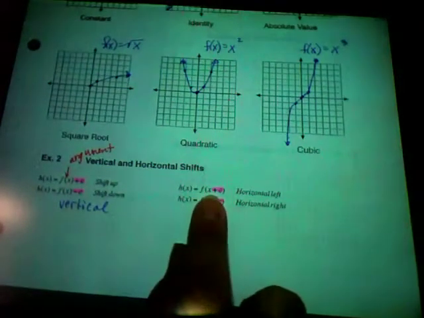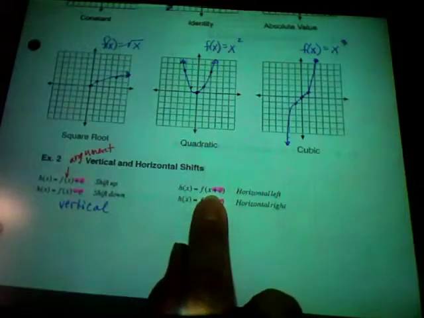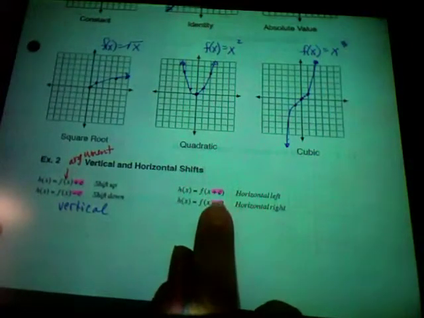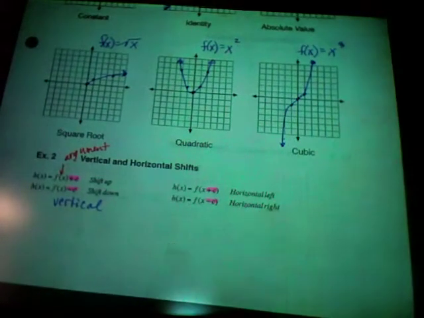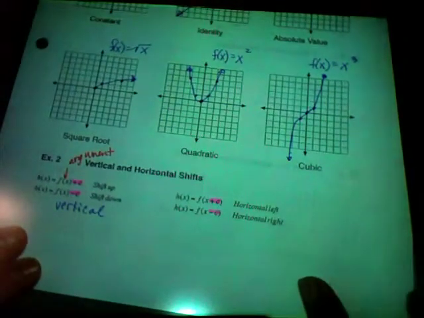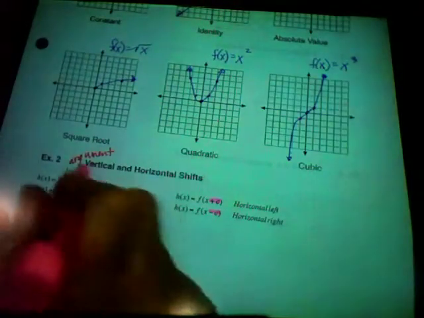A positive c, or adding a positive number, does not shift it horizontally to the right. It does it in the opposite direction. Do you remember that from Algebra 3-4? So instead of going right like it seems like it should, it goes in the opposite direction. It goes left. Inside parentheses, opposite sign. Outside parentheses, same sign. You're going to have to figure that out somehow for yourself. Okay? So there's your vertical, horizontal shifts.